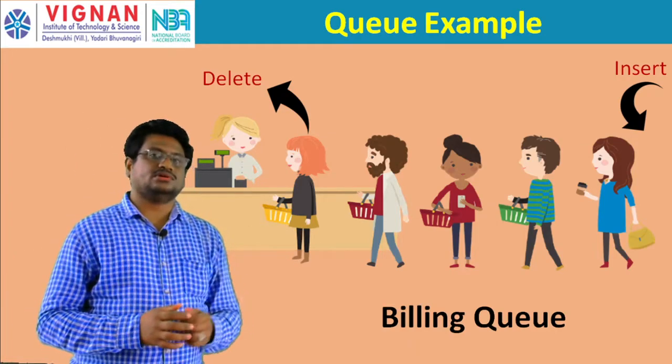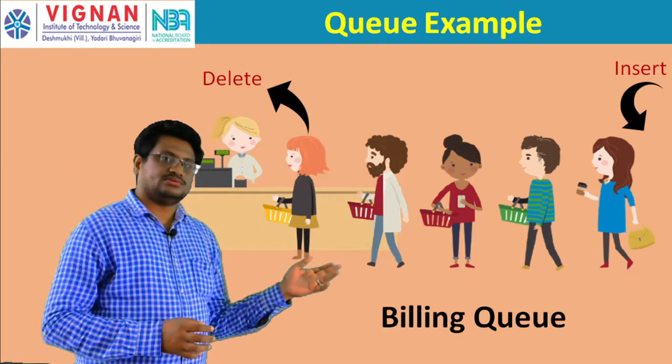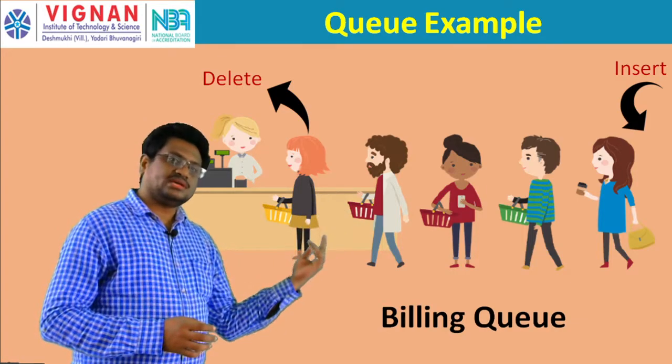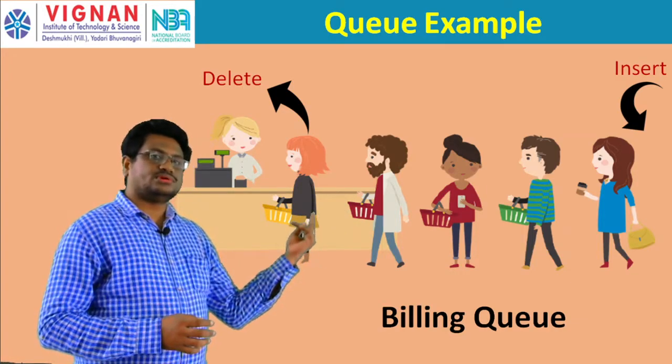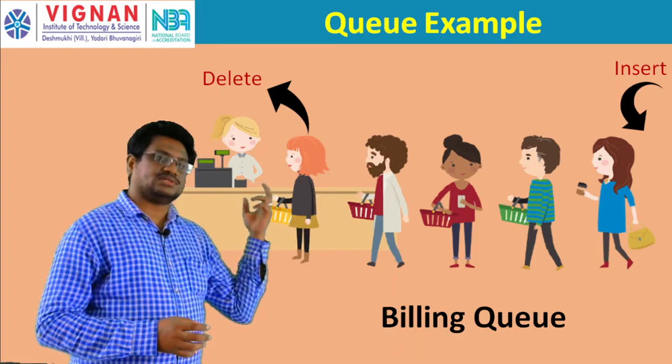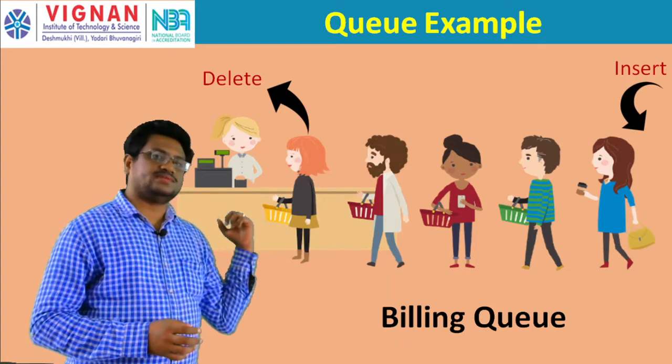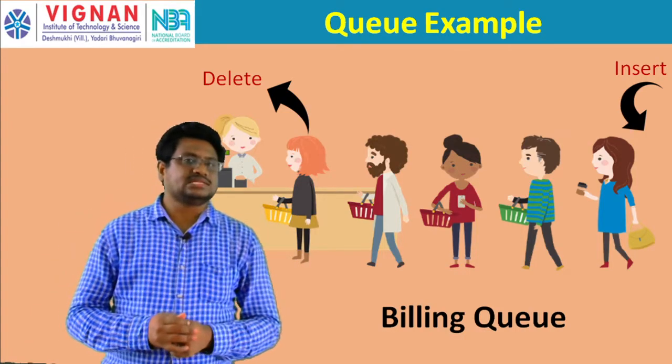So if you see the process, whoever comes in first in the queue, those operations will be done first. That means those persons will be deleted first. So this is the general example.